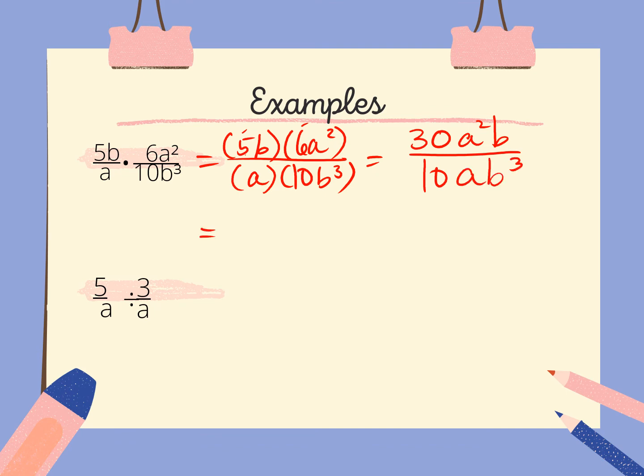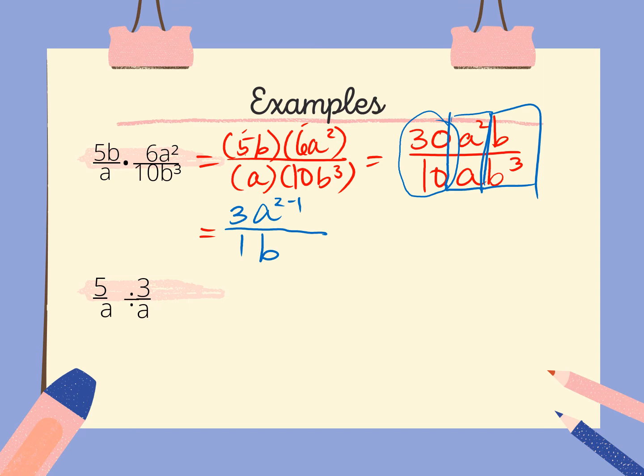And then we reduce the common factor. For example, we have 30 over 10, which can be reduced to 3 over 1. And then next, we have a squared over a. Mas mataas yung exponent ng nasa numerator, so that will be a, kasi susubtract natin yung exponent. So, a raised to 2 minus 1. And then for the next one, for b, mas mataas yung exponent sa denominator, so sa denominator siya. And then 3 minus 1. We have to subtract the exponents.